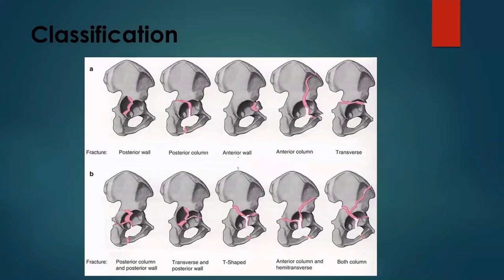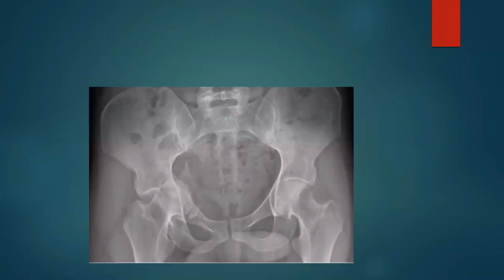When we classify fractures of the acetabulum, we classify them according to the part involved: anterior wall, posterior wall, posterior column, anterior column, a transverse fracture, or a combination of these. We call it the Judet classification. And displacement of the fracture is an indication for open reduction and internal fixation, as it is a joint and a particular site of secondary osteoarthritis.